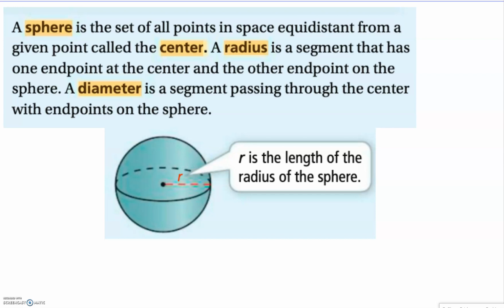So let's go through some points of a sphere. A sphere is a three-dimensional circle. A sphere is a set of all points in space equidistant, or equally distant, from a given point called the center. A radius is a segment that has one endpoint at the center and the other endpoint on the sphere. We all know what the radius is. A diameter is a segment passing through the center with endpoints on the sphere. So if that's the radius, then the diameter would go from one end, through the center, to the other, and that would be the diameter.